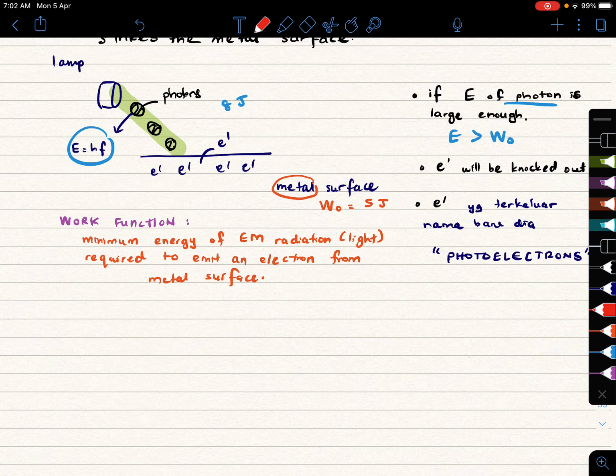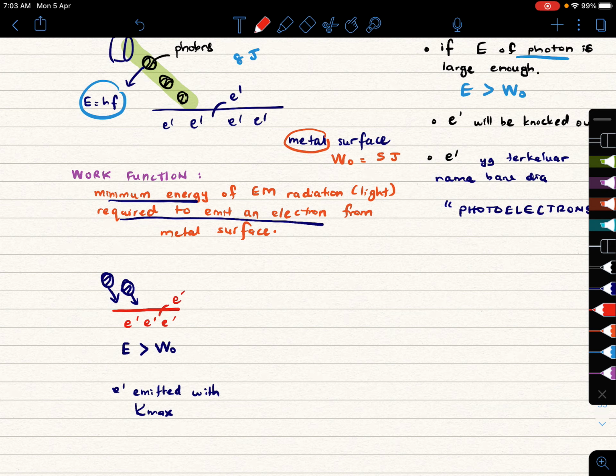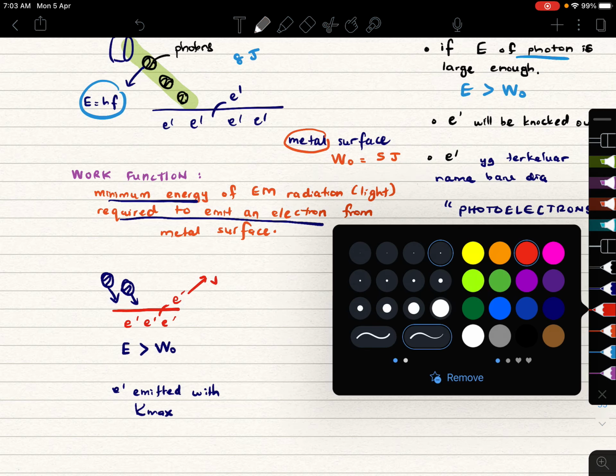So kamu salin juga benda ni, okay. So kalau kita ada metal surface and then kita ada elektron dalam ni kan. So let's say we have a photon datang, banyak-banyak ni datang kan. And then kalau kita cakap energy is larger than the work function, iaitu work function ialah minimum energy required to emit an electron, so kita cakap electron emitted with Kmax lah. So what happen, elektron kamu ni akan terkeluar kan, and then dia akan bergerak lah with velocity v, okay.